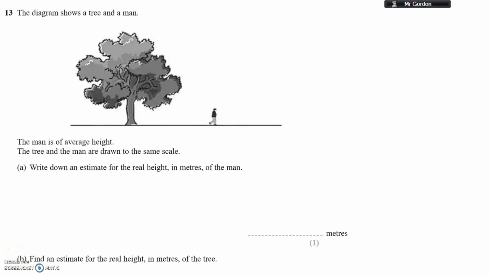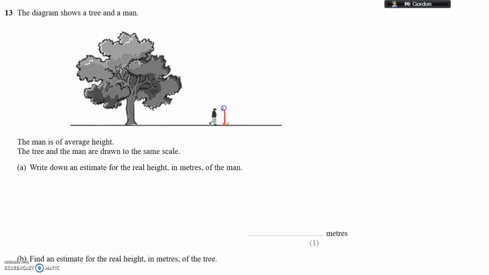Right then, 13. So the diagram shows a tree and a man. The man is of average height. The tree and the man are drawn to the same scale. So this is like a real life picture, if you like, scale wise. So you need to, well, it says here, write down an estimate for the real height in meters of the man. How tall is this guy here?